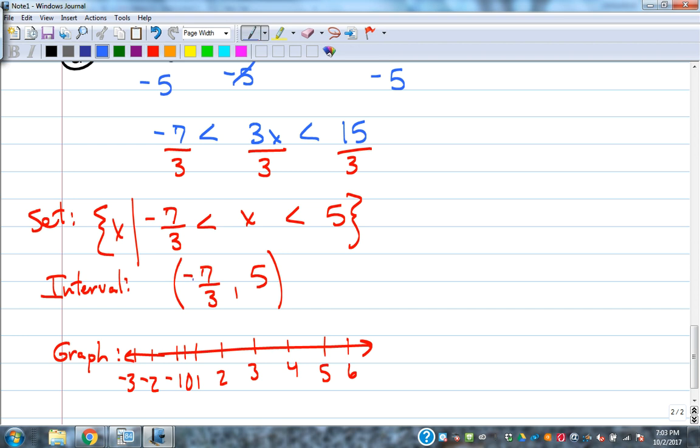Where is -7/3? In between the negative 2 and -3, right? Because what's -7 divided by 3? It's -2 1/3, right? So it's about right there. And then the 5, we know where that's at. The answers are in between there. Anytime it's a compound inequality, your answers are going to look like that. If it's a sandwich type looking problem, your answers are going to look kind of like a barbell. That's the way I look at that.